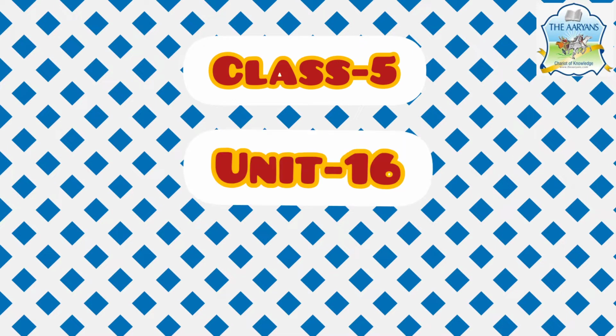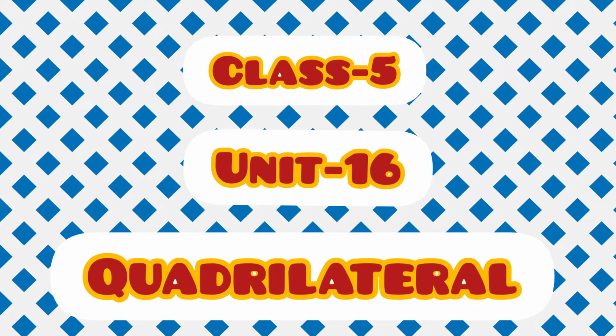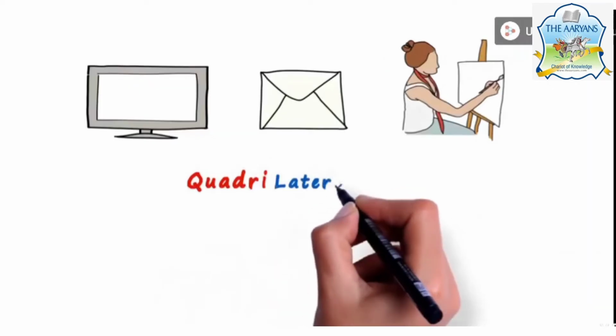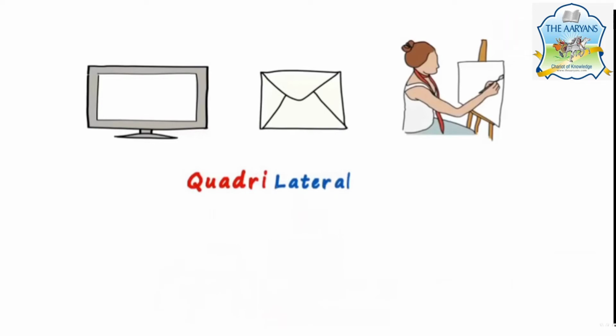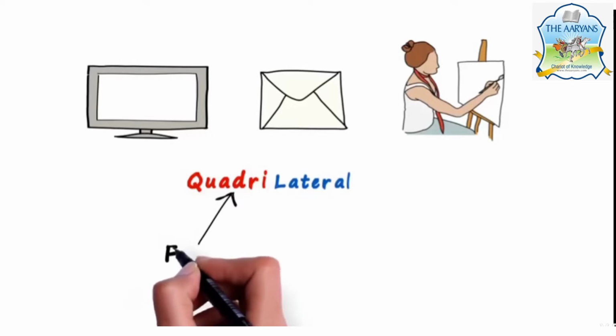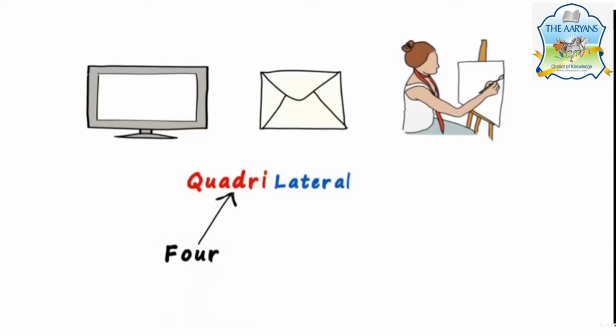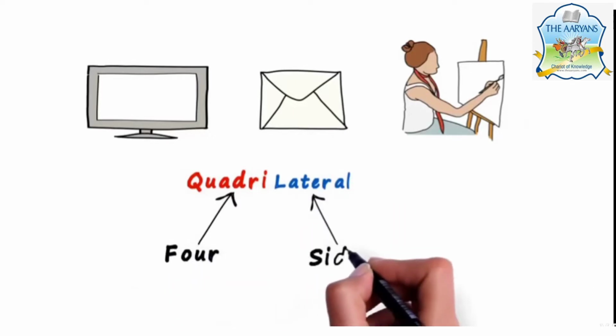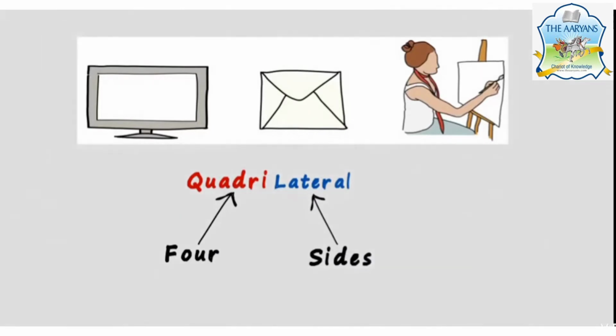Today we are going to start Unit 16 Quadrilateral. So let's start. Look at the above pictures. These are some examples of quadrilateral. Quadrilateral is one word, but you can see that red part is quadri and blue part is lateral. Quadri basically means four and lateral means sides.